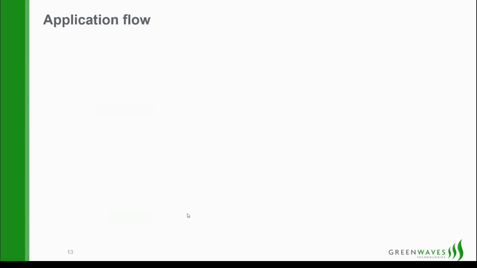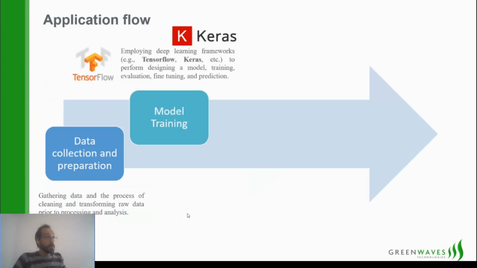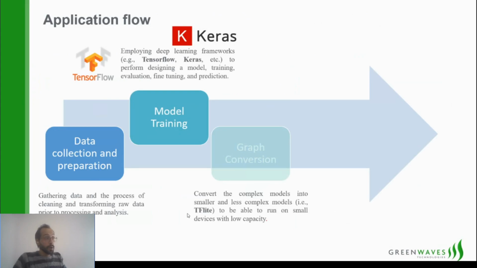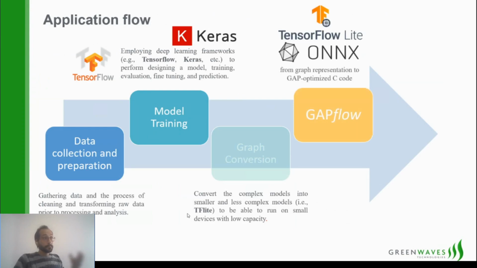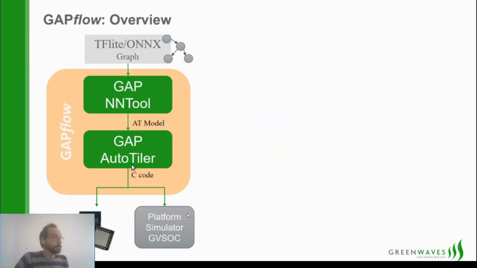To tackle all the problems that we have in building an application based on machine learning, we have a few steps. We have to collect data, we have to train our models, and then usually if we want to go to a tiny platform, we have to go through a graph conversion step, and then here we place GAPflow, which takes this graph and brings it to GAP.